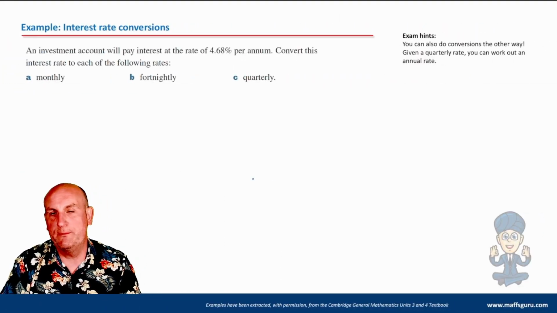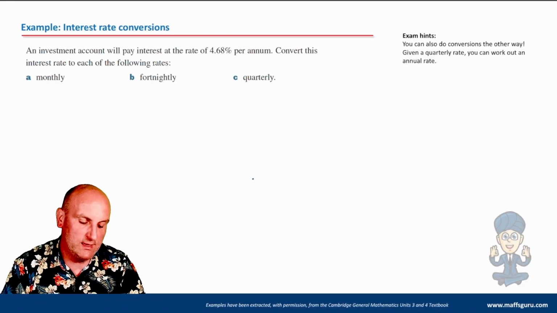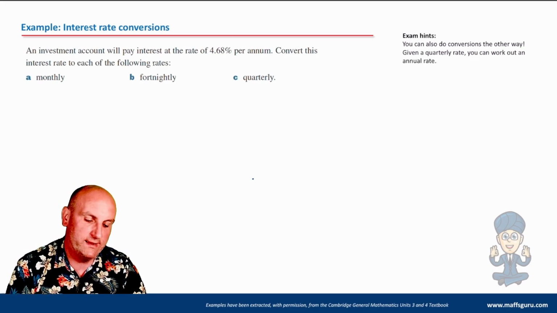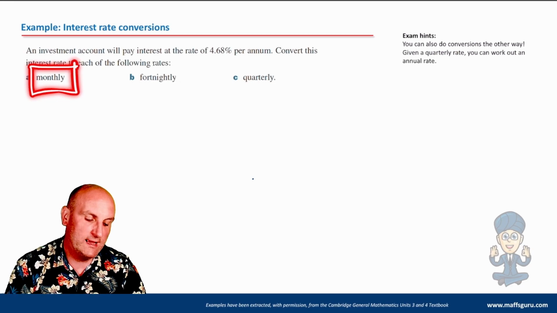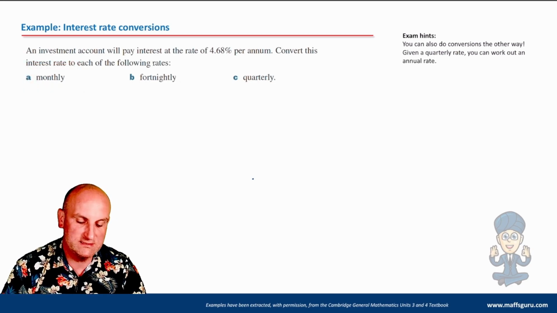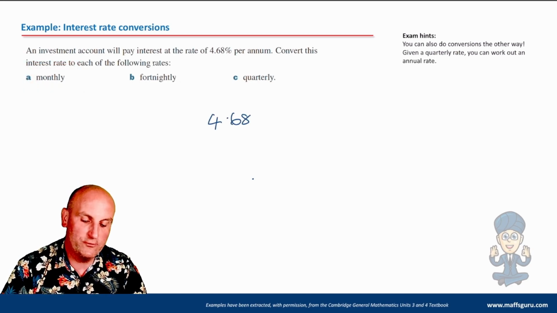So if we go back to some sort of basic examples first, let's see what we come up with. An investment account will pay interest at a rate of 4.68% per annum. So that's my nominal rate. Convert this interest rate into one for a month. All right, well, okay, I know there's 12 months in a year. So all I would do is 4.68% divided by 12.